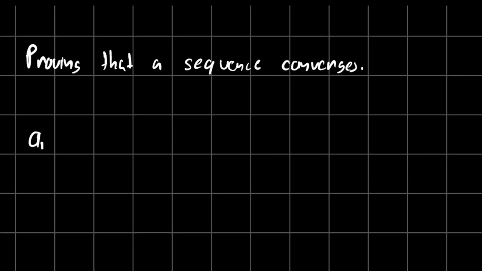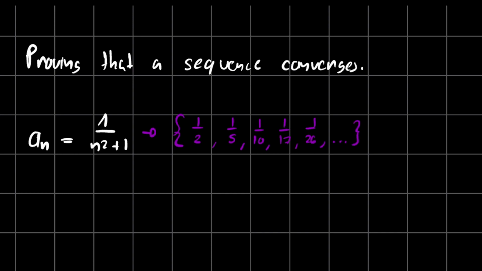So let's say we have a of n, 1 over n squared plus 1. And now let's write the first few elements. If we take the calculator and input that from 1 up until infinity, the first element is going to be one half, then 1/5, 1/10, 1/17, and 1/26, up until infinity.